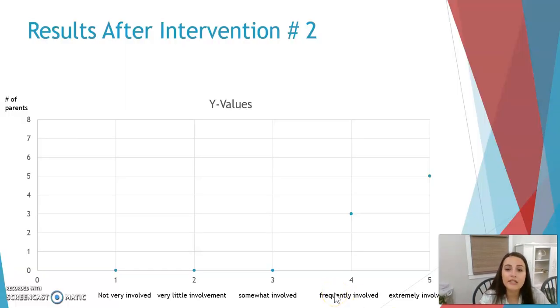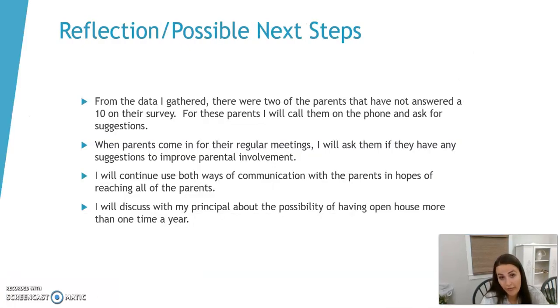Okay, and the results after intervention number 2. 0 parents felt not very involved, 0 parents felt very little involved, 0 parents felt somewhat involved, and then we had 3 parents who felt frequently involved, and we had 5 parents who felt extremely involved. And so I felt like my students and parents were more involved and knew that I was watching to see if they were involved. So I was happy with the results from the survey and the results that I saw.